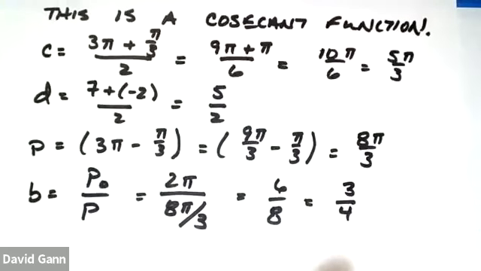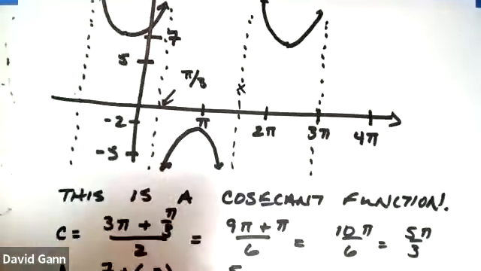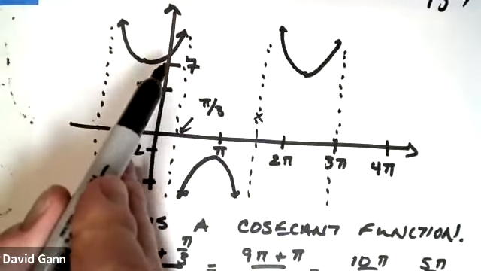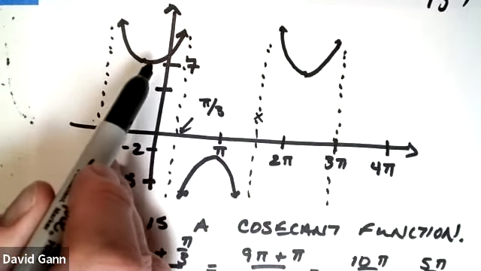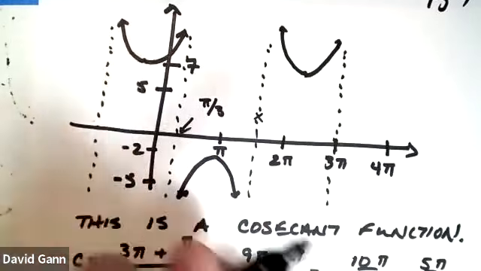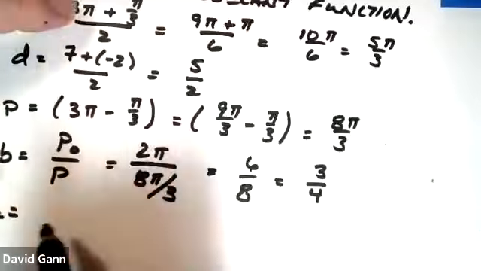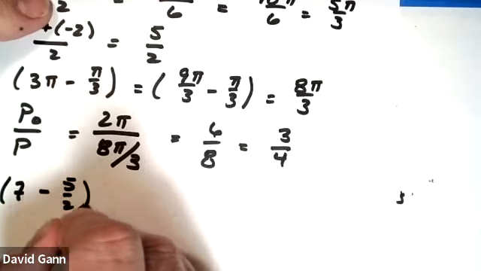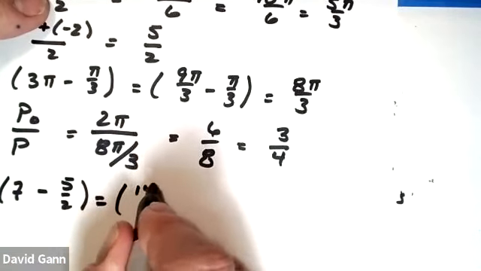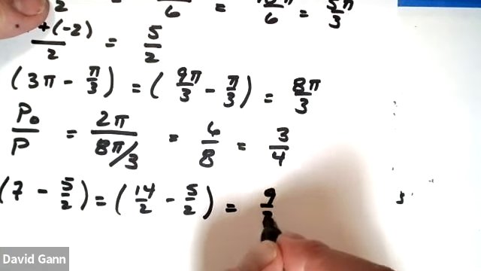Not bad. What about the A value? Well, the A value is going to be equal to, pick any one that you want, you can just take the difference between the local minimum and the D value to find that. So A will be equal to 7 minus the D value, which is 5 over 2, which equals 14 over 2 minus 5 over 2, which is just 9 over 2.